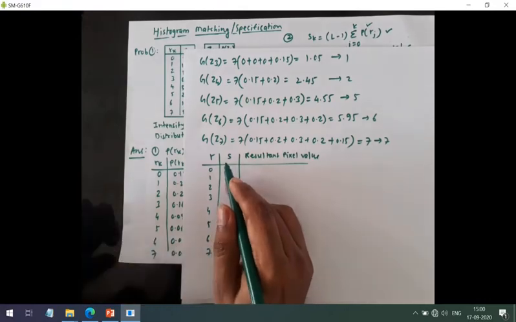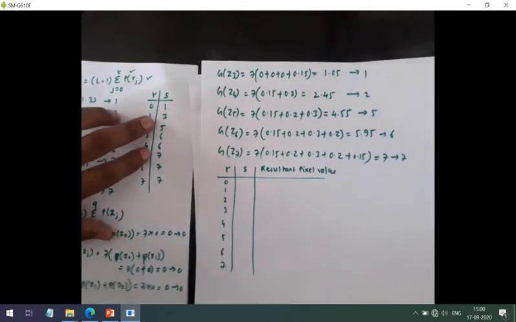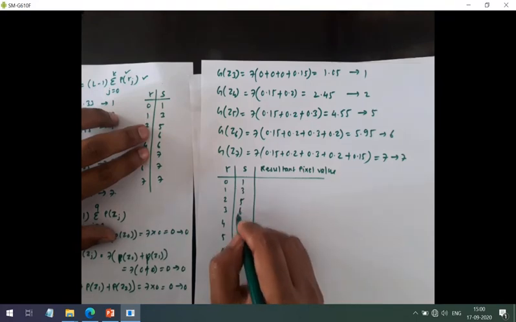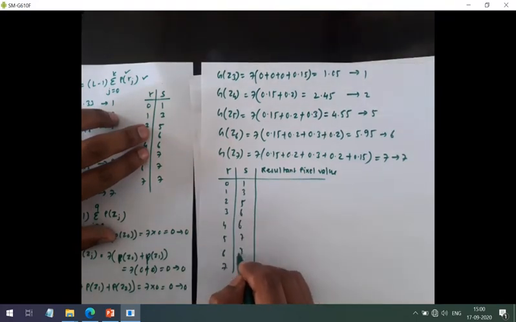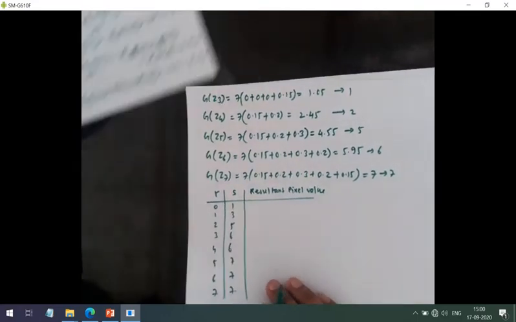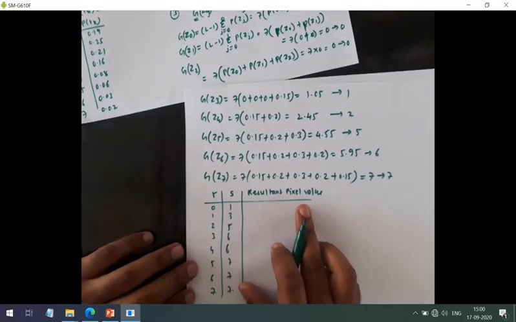Now S, after applying histogram equalization, what were the values? You have to write the values of S. So that is 1, 3, 5, 6, 6, 7, 7, 7. Now the next step is how to find the resultant pixel value.